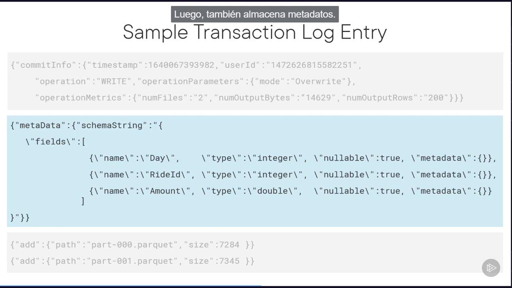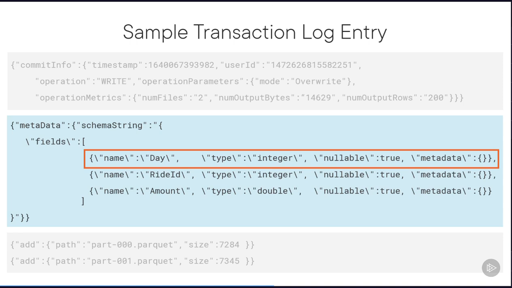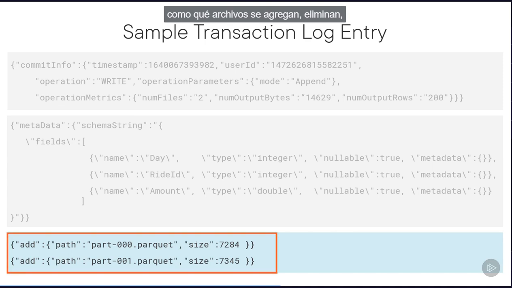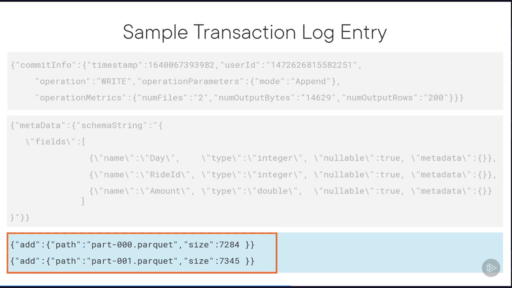Then it also stores metadata. This includes the schema like column name, its data type, if it's nullable, and other properties. Sounds good? And finally, it contains file operations, like which files are added, removed, etc. And the path of the files is stored. So you can see a lot of information is stored in each transaction log.